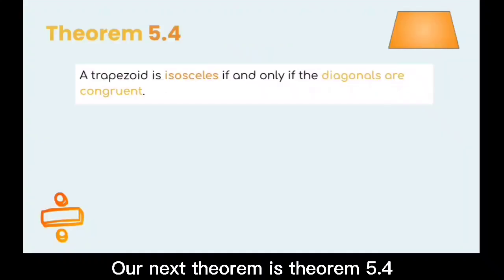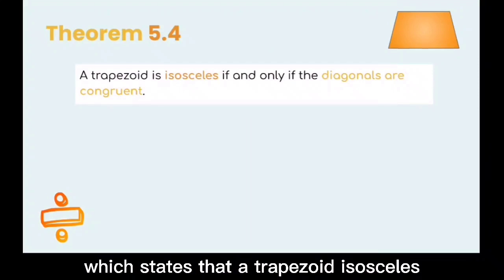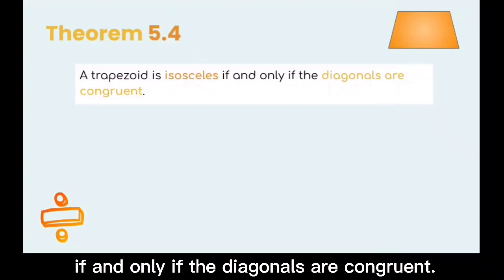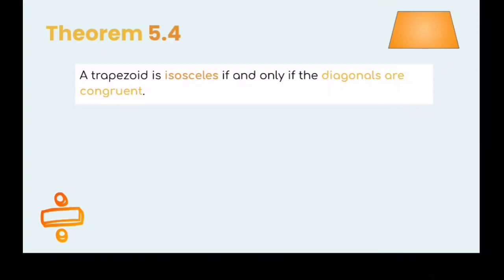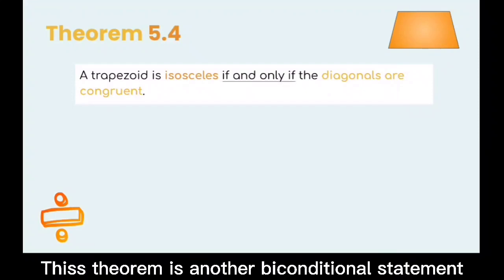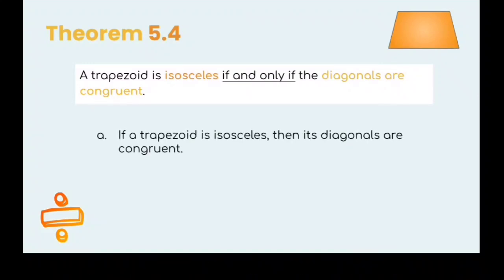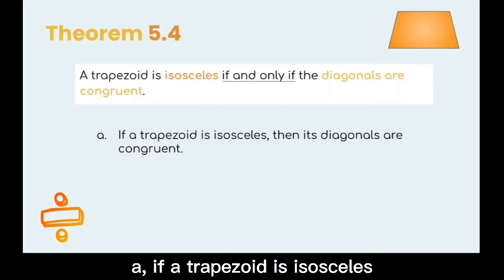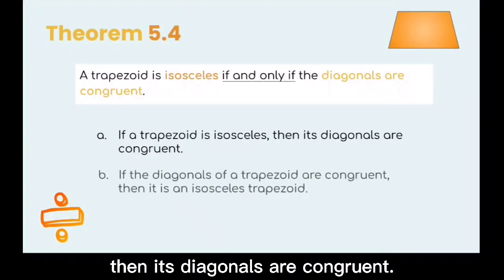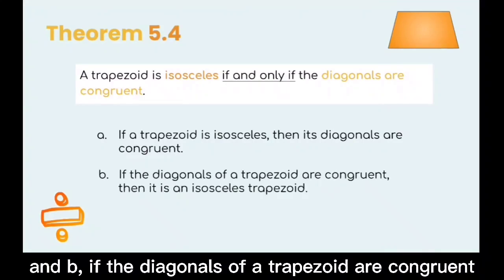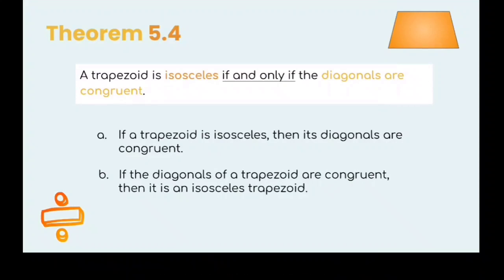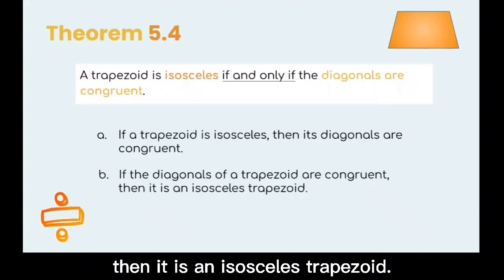Our next theorem is Theorem 5.4, which states that a trapezoid is isosceles if and only if the diagonals are congruent. This theorem is another biconditional statement, so we will be proving two statements. A. If a trapezoid is isosceles, then its diagonals are congruent, and B. If the diagonals of a trapezoid are congruent, then it is an isosceles trapezoid.